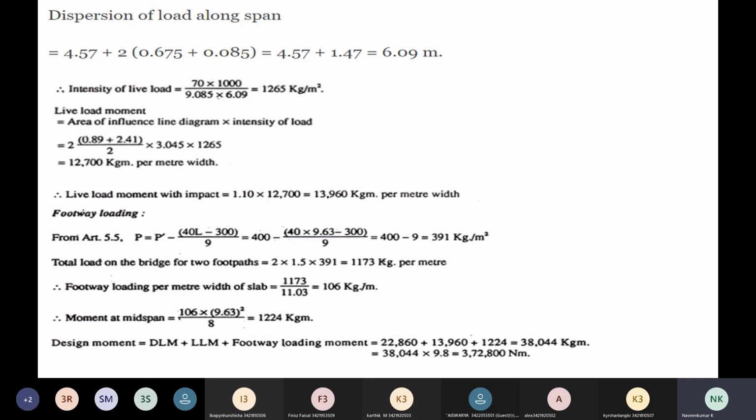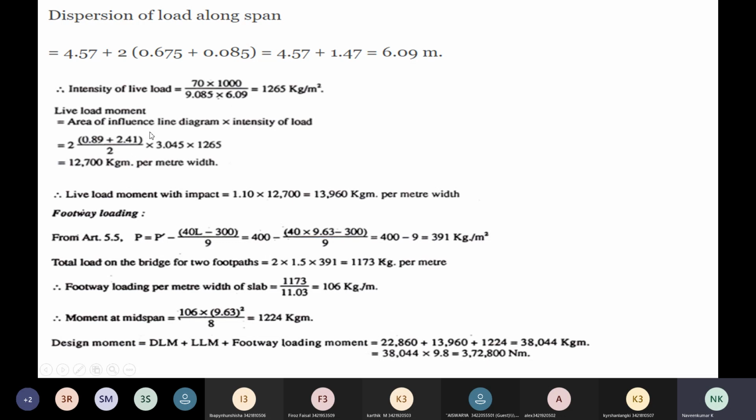Then they are considering the overall depth as well as the rail width. Considering all those things, you get the width like that. After that you calculate the intensity. The intensity is given already as 70 R, so 70 into 1000 divided by 9.085 is the span, and 6.09 is the width. As per the live load calculation, 6.09 is the width. So at the end you calculate the live load.